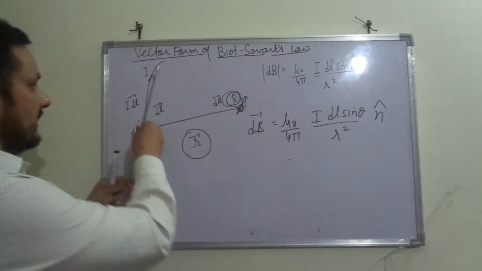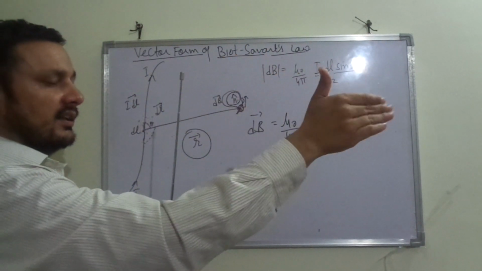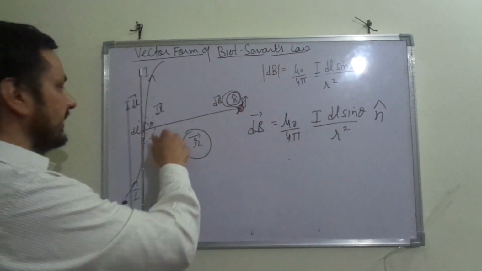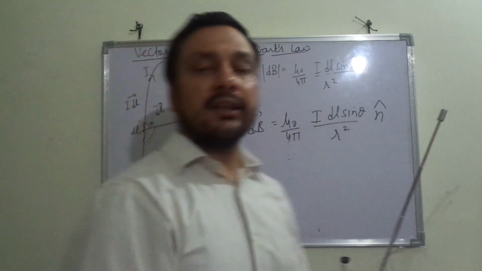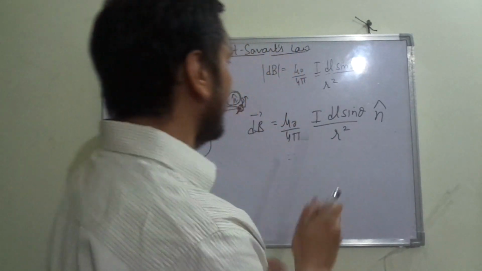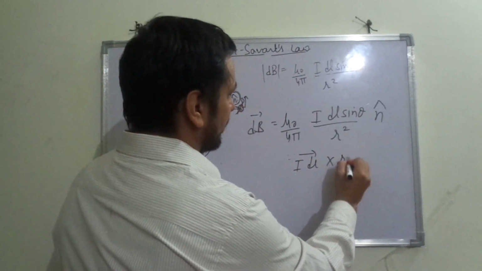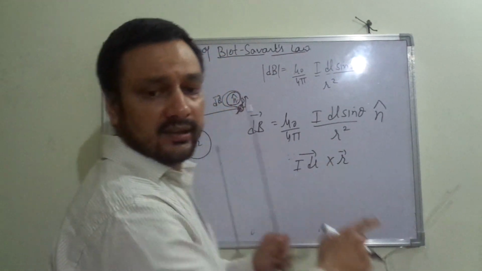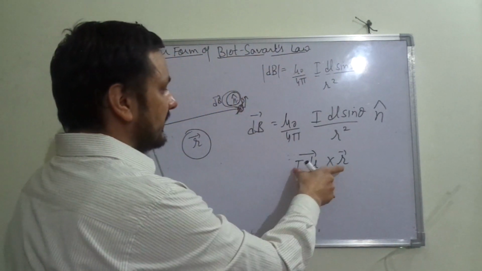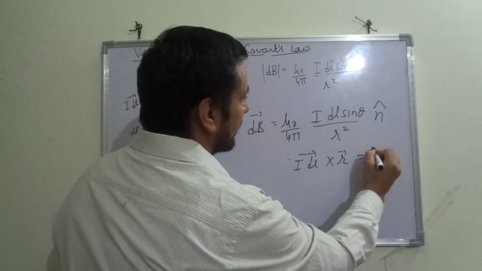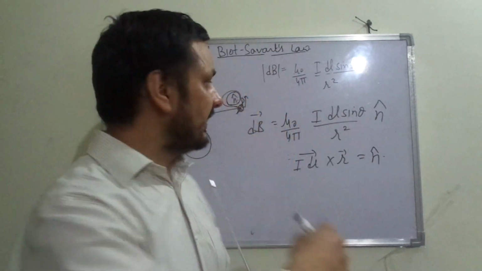Suppose अगर ये current element को हम यहाँ रखते हैं, if I keep my thumb like that, it will turn like that. अगर इसकी हम मैग्नेटिक लाइन ऑफ फोर्स देखें, it is again moving inside. तो इसका मतलब क्या हुआ? इसका मतलब हुआ कि I dl into r, मतलब अगर I dl वेक्टर इनटू पोजीशन वेक्टर को हम एक साथ मल्टीप्लाई करते हैं तो what we find, I dl into r should be equal to unit vector. The same thing here happening. यहाँ भी मैग्नेटिक फील्ड इनसाइड है, यहाँ भी.